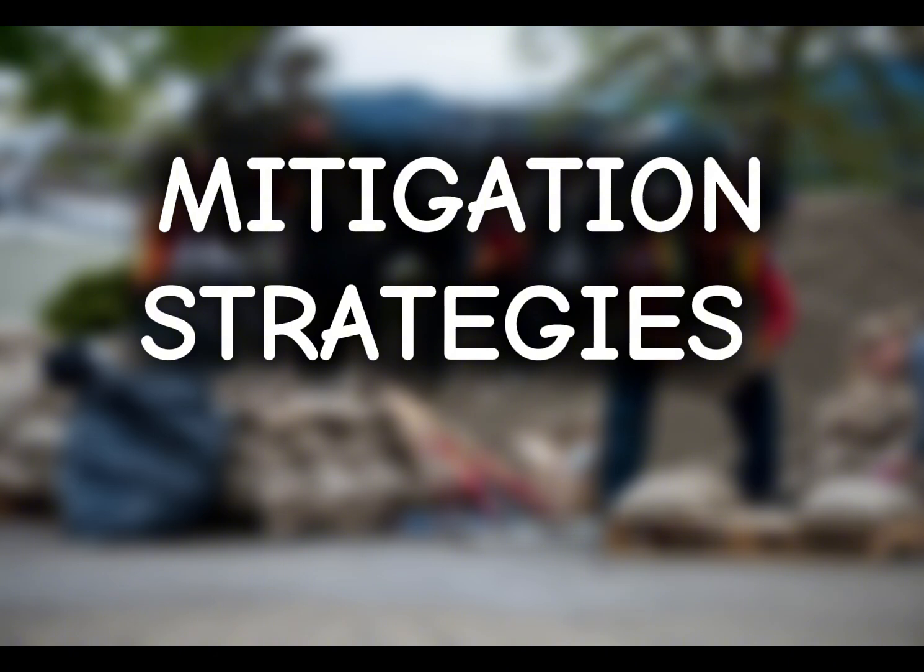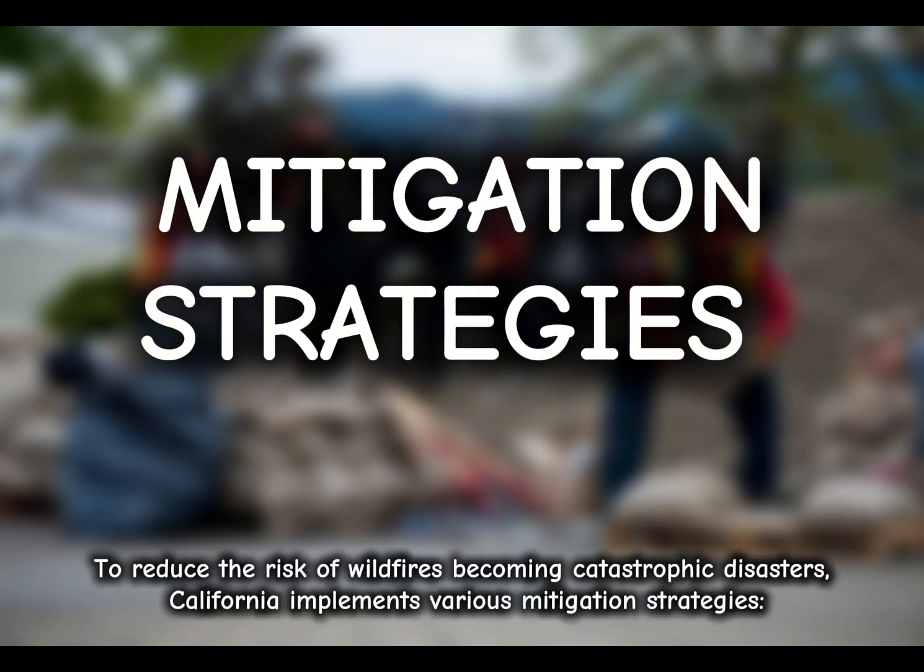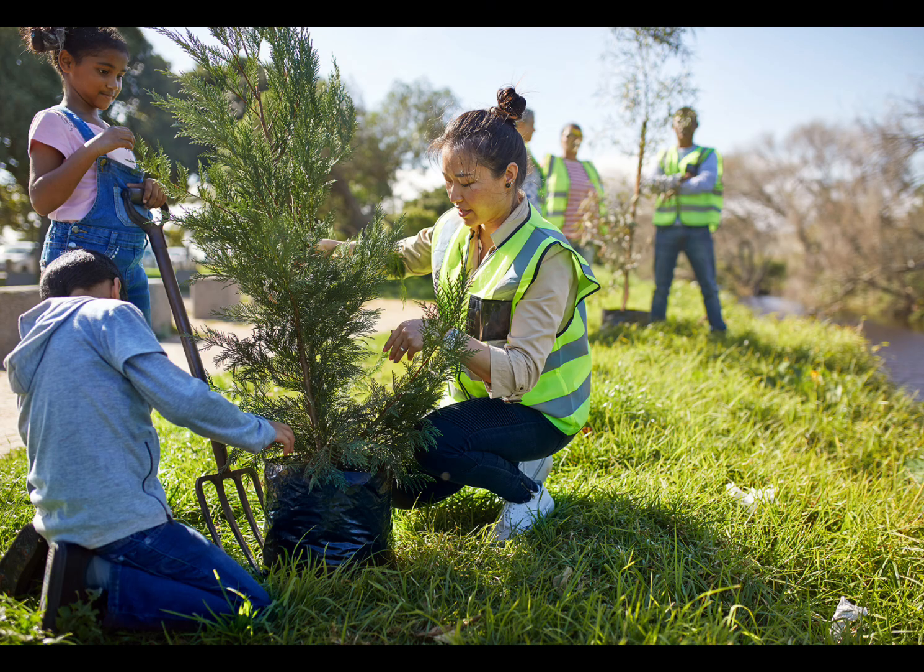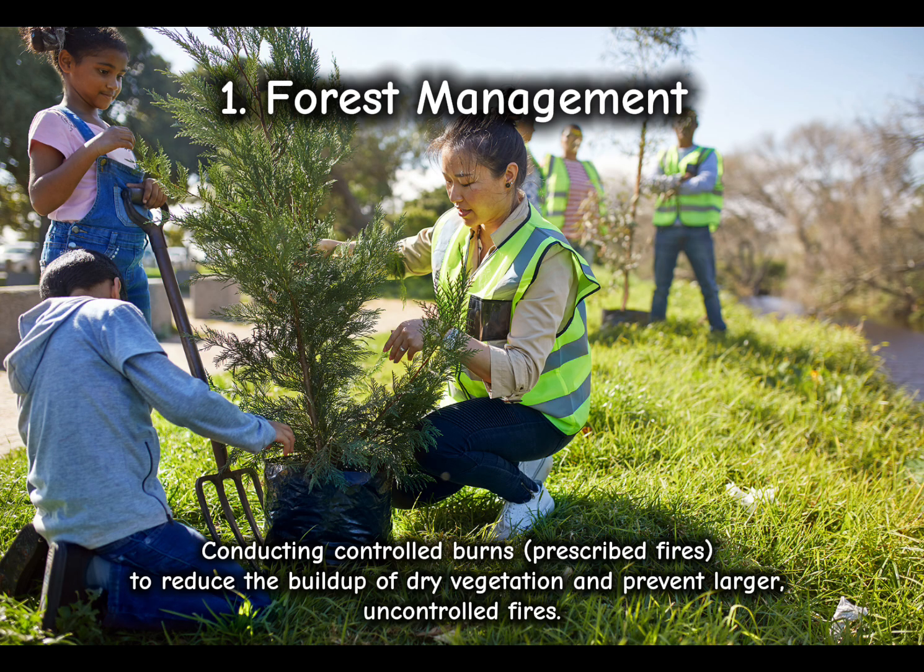Now lastly are the mitigation strategies. To reduce the risk of wildfires becoming catastrophic disasters, California implements various mitigation strategies. Number 1. Forest management, conducting controlled burns to reduce the buildup of dry vegetation and prevent larger uncontrolled fires.